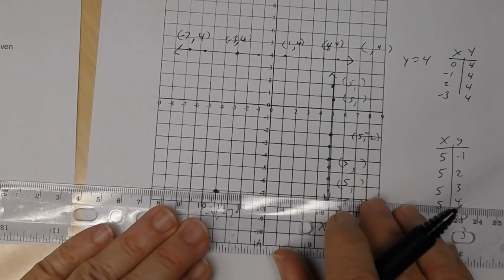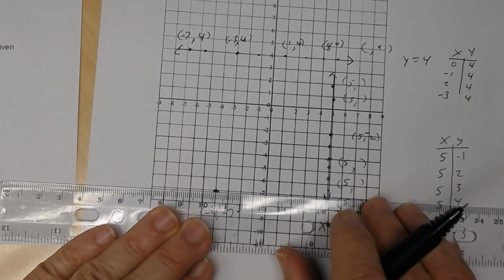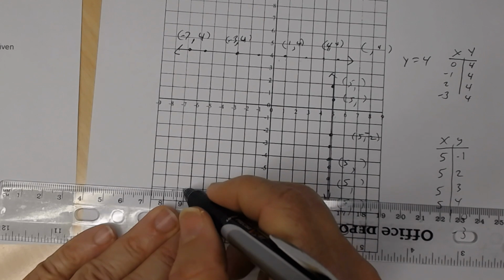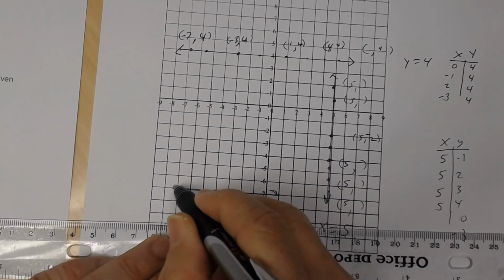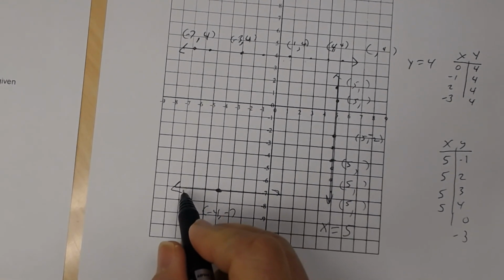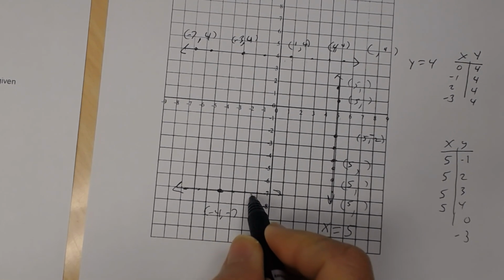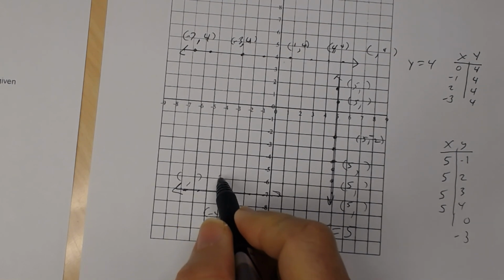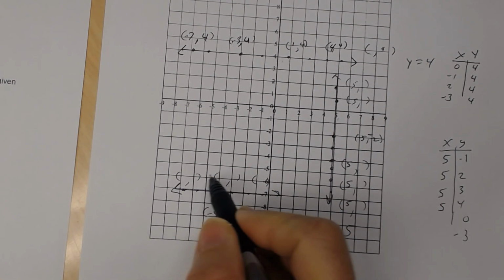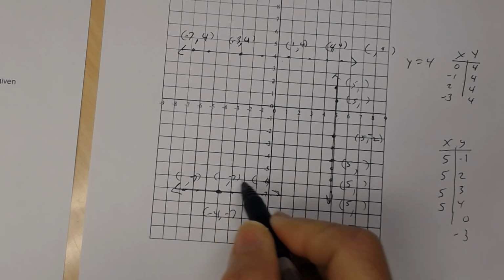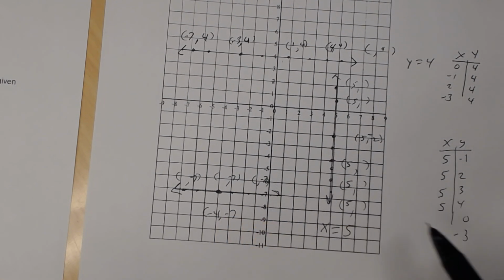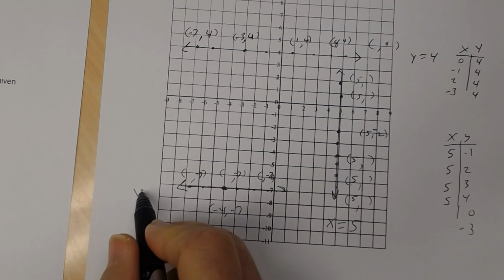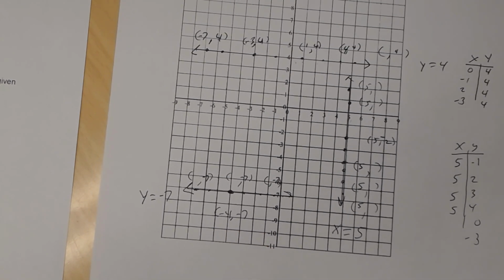And if I draw this horizontal line, again, no matter what point I'm looking at on this horizontal line, the y coordinate is always going to be the same. So the y coordinate in this case is always going to be -7. So that means that this line is going to be y equals -7. The equation of that line is y equals -7.